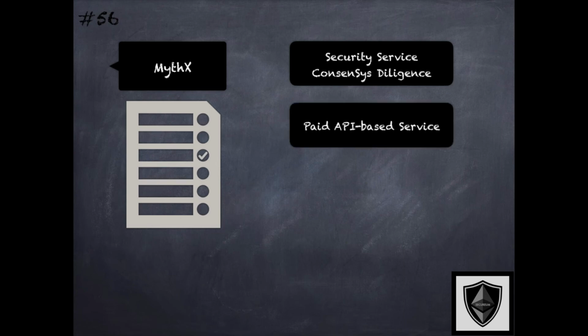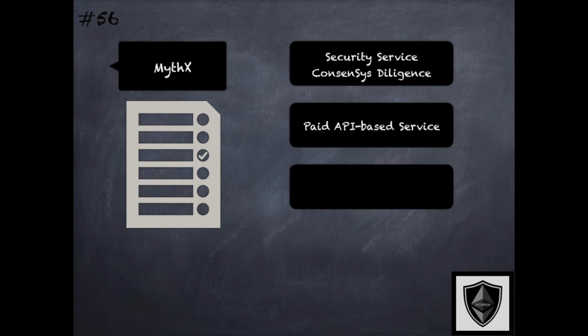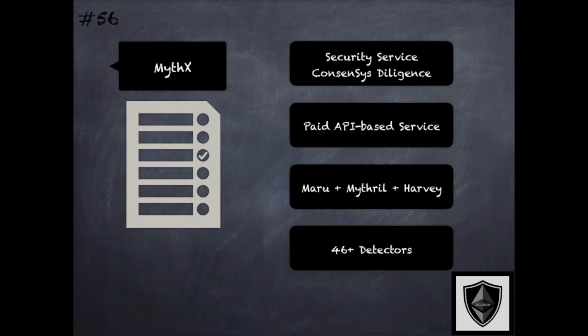It's a paid API-based service that uses several tools in the backend, and these include Maru, a static analyzer, Mithril, a symbolic analyzer, and the third one being Harvey, which is a gray box fuzzer. In combination among these three tools, Mythics implements a total of 46 plus detectors for now. While Maru and Harvey are closed source as of now, Mithril is open source. And we'll talk more about different aspects of Mythics in the forthcoming slides.